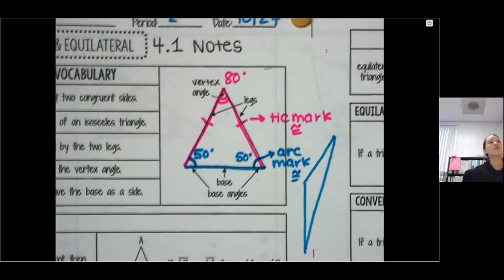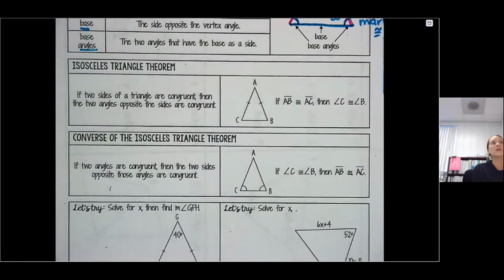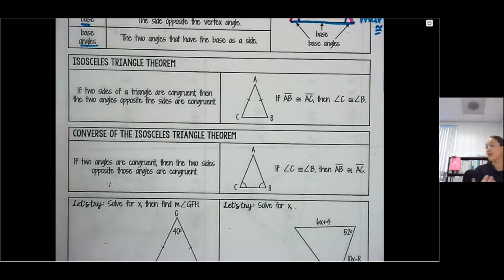So now I've got two different theorems for you here. And theorems just mean a rule that we follow. Can I have somebody read my first one that says if two? Who wants to read? Anyone, I don't care. Brian, thanks for making eye contact. Read. If two sides of a triangle are congruent, then the two angles opposite to the sides are congruent.